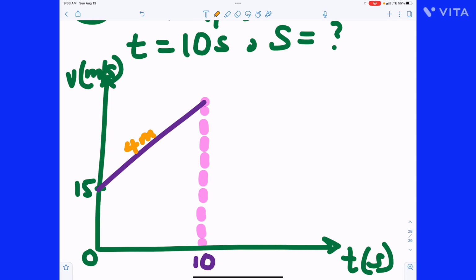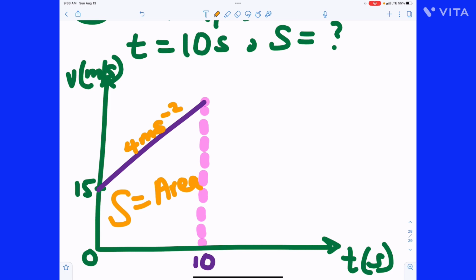Let me write that one. 4 meters per second squared. That's the rate of acceleration here. That means the slope of this graph is 4 meters per second squared. The question says we should find the distance traveled. Here, distance traveled is area under the curve.